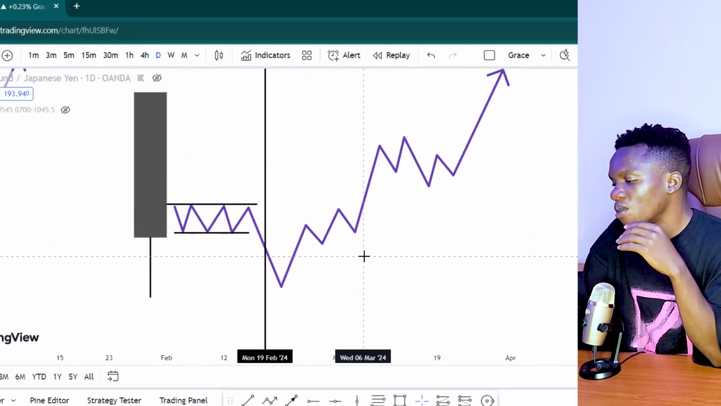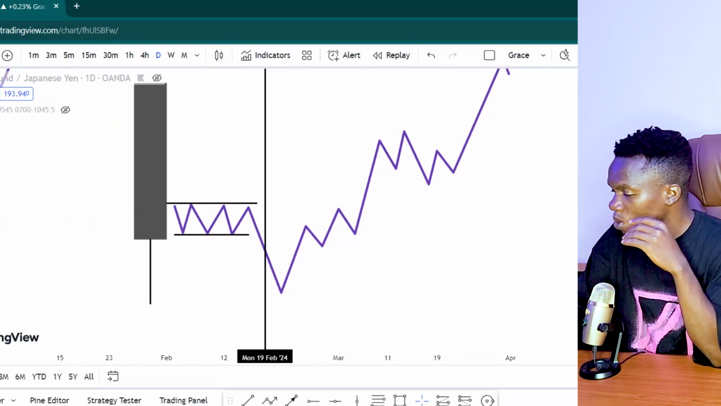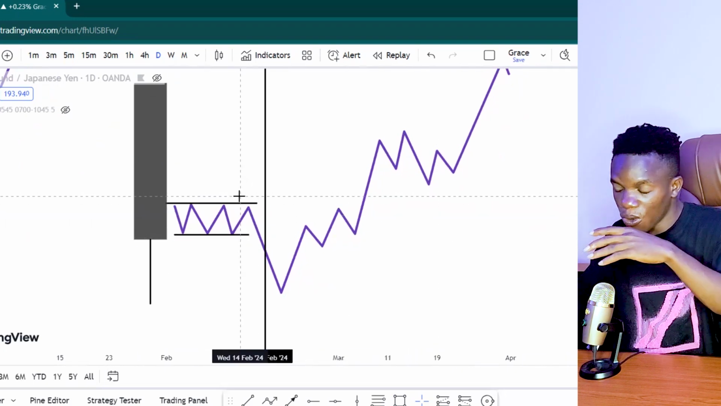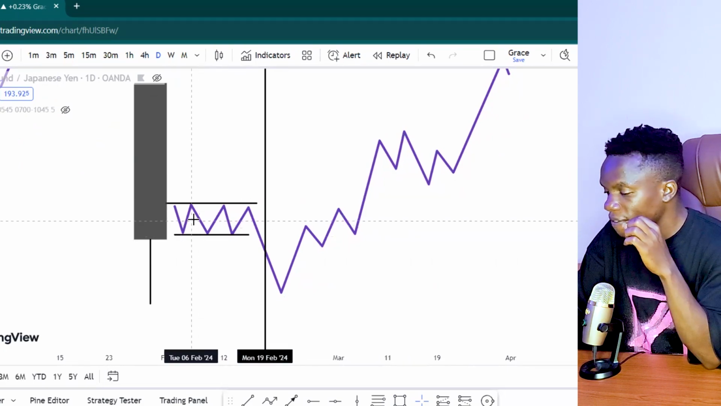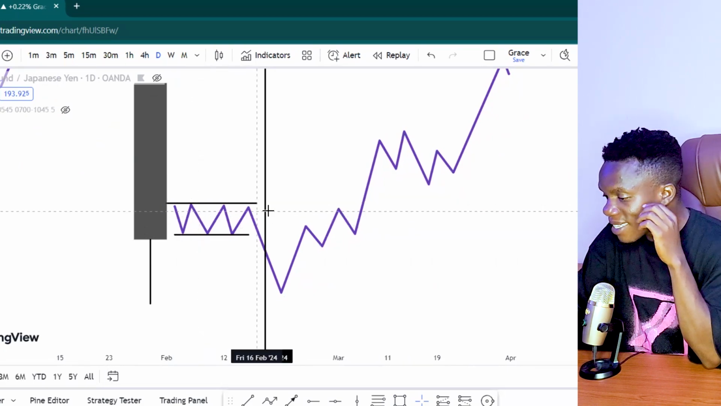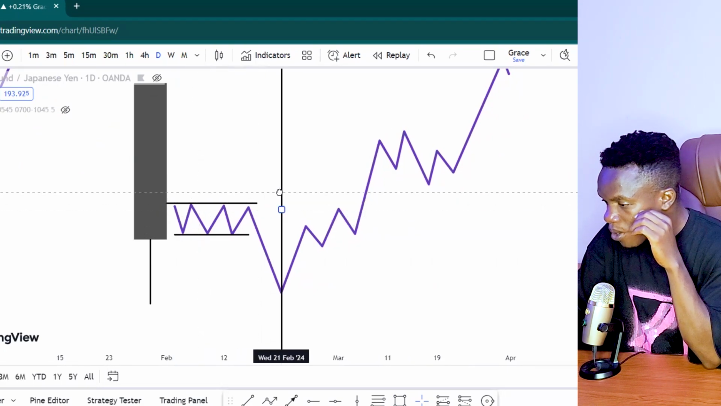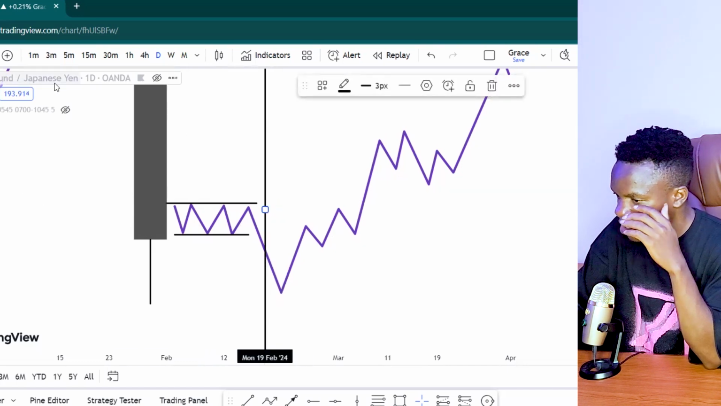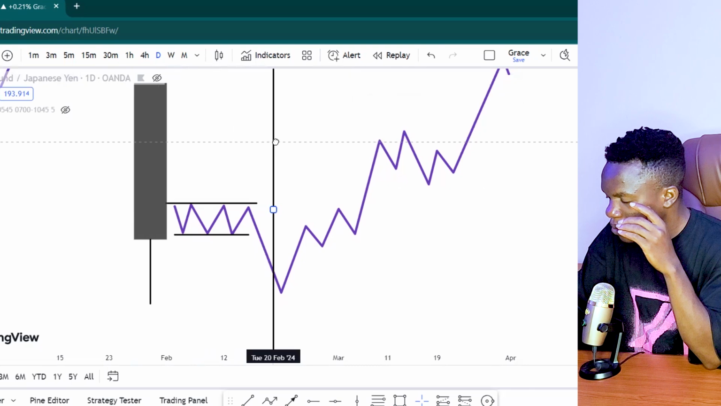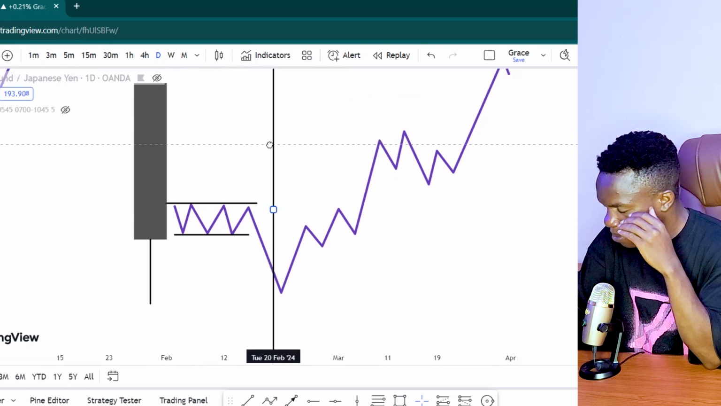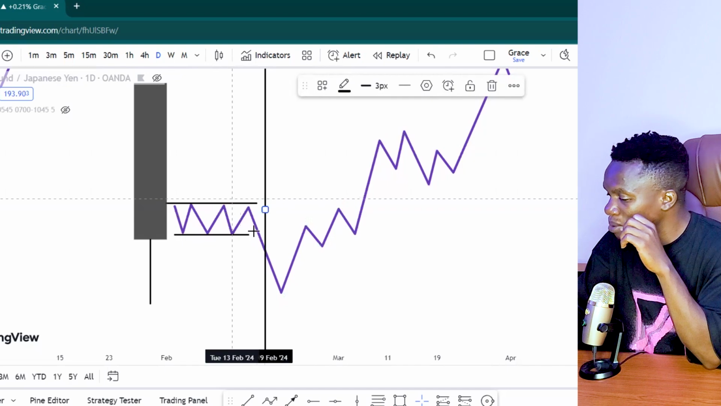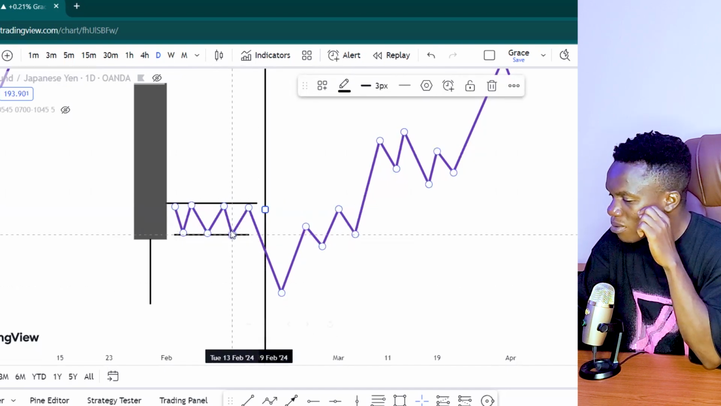So every day as an ICT trader, what you always look out for is to mark out your Asia range as you come into the market. Always mark out your Asia range. After you mark out your Asia range, the next thing is to put your vertical line on the midnight time of whatever pair you are trading, right here on GBP/JPY. So put your vertical line on the midnight time, the midnight candle.